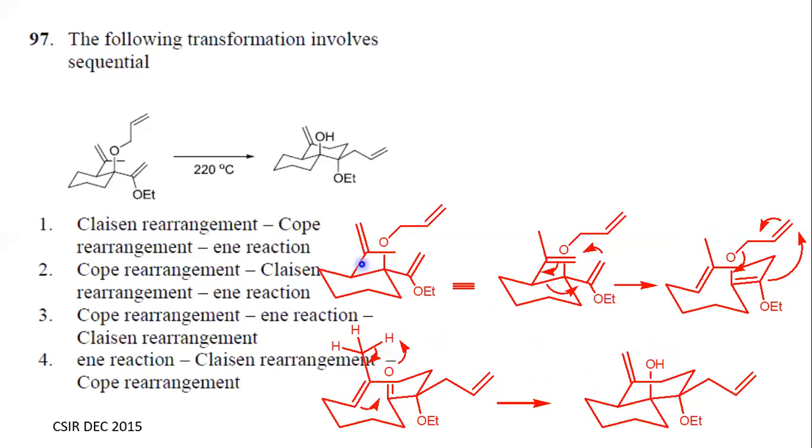And now for coming from here to here, this is the Cope rearrangement reaction. This is the Claisen rearrangement reaction. This is the carbonyl ene reaction. So the set of reactions which must be followed in order is Cope rearrangement, Claisen rearrangement, and ene reaction.